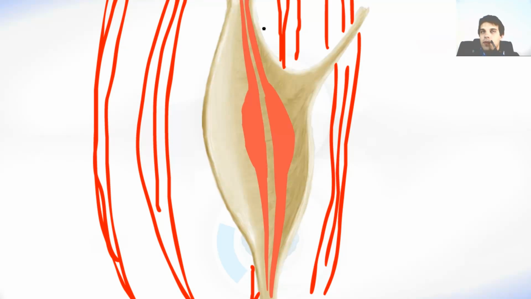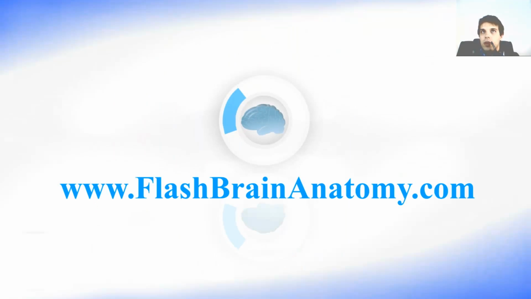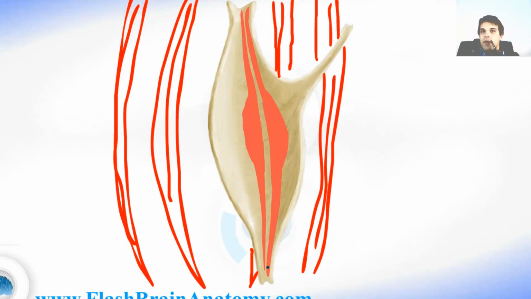The intrafusal muscle fibers are parallel to the extrafusal muscle fibers, but they do not attach to the tendon and they don't have the same origin as the extrafusal muscle fibers do. They are attached to the intramuscular connective tissue, so they do not go all the way to the tendon and they do not come from the origin, but they are actually simply attached to the connective tissue inside of muscle.